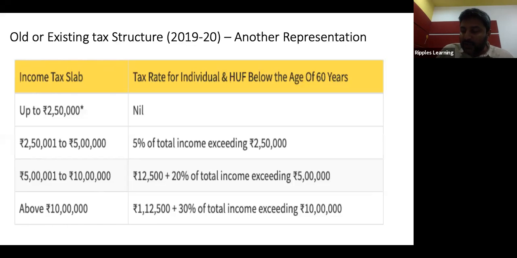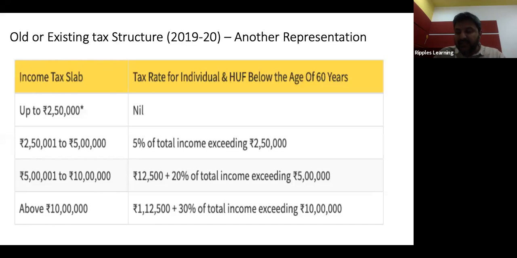And 10 to 12 lakh is 30%. So 10 to 12 lakh is 30% of 2 lakhs, which will be 60,000 rupees, right? And so if the net taxable income is 12 lakhs, then the person would be paying a total of 1,72,500 rupees as tax.